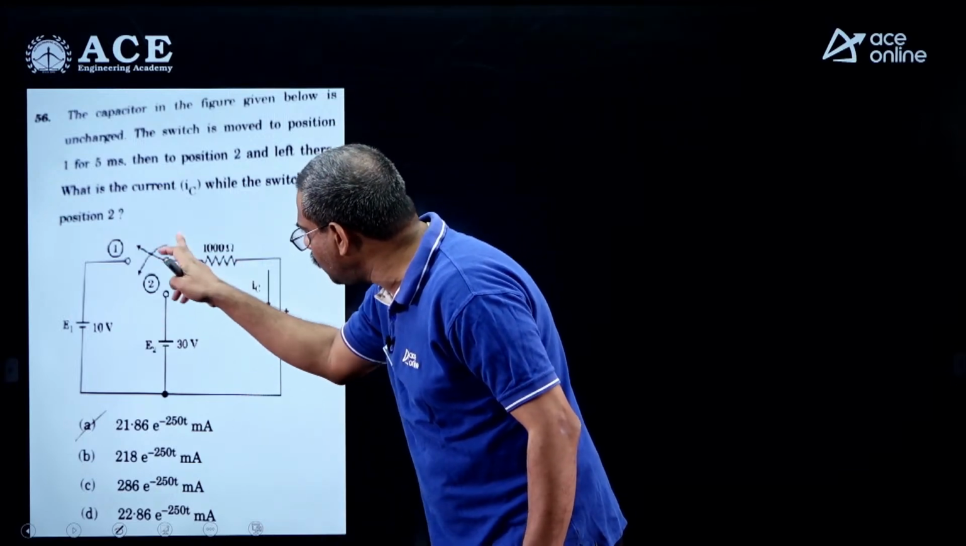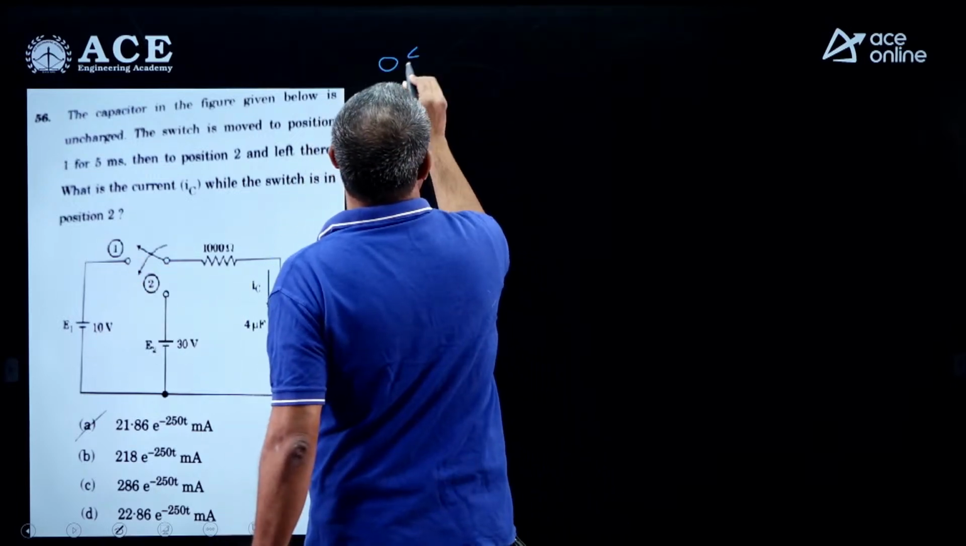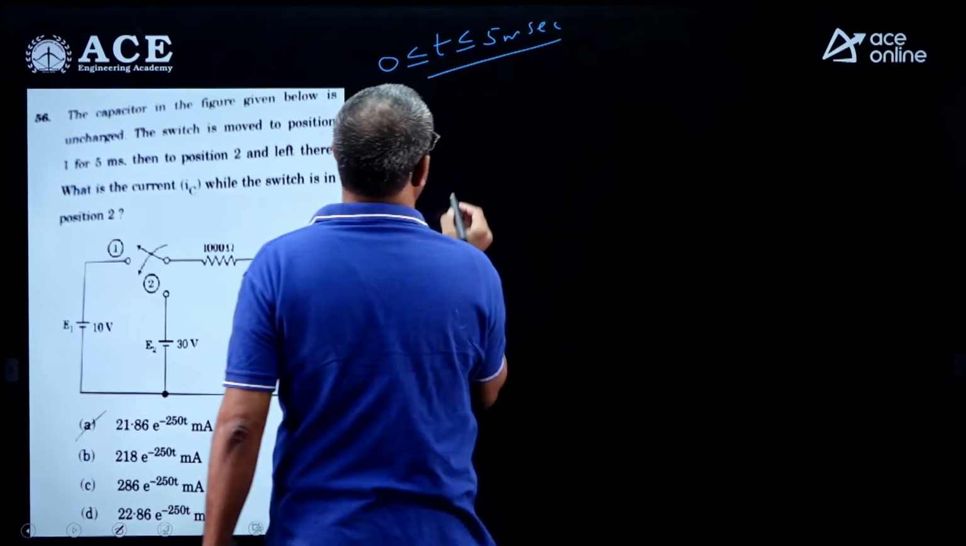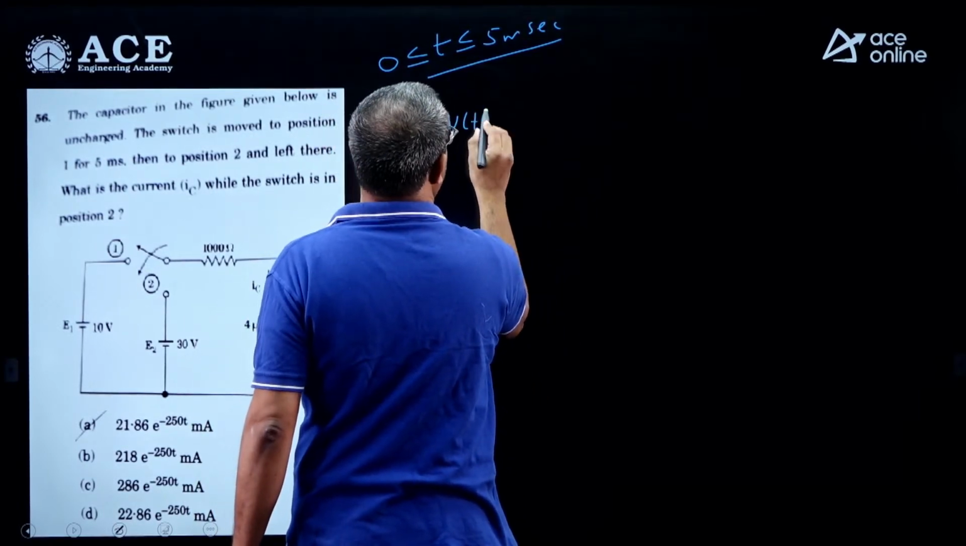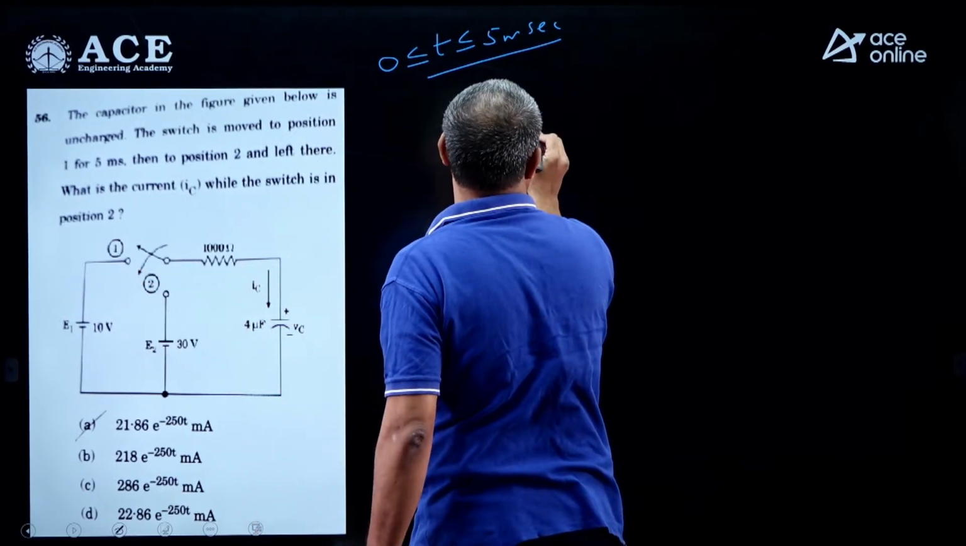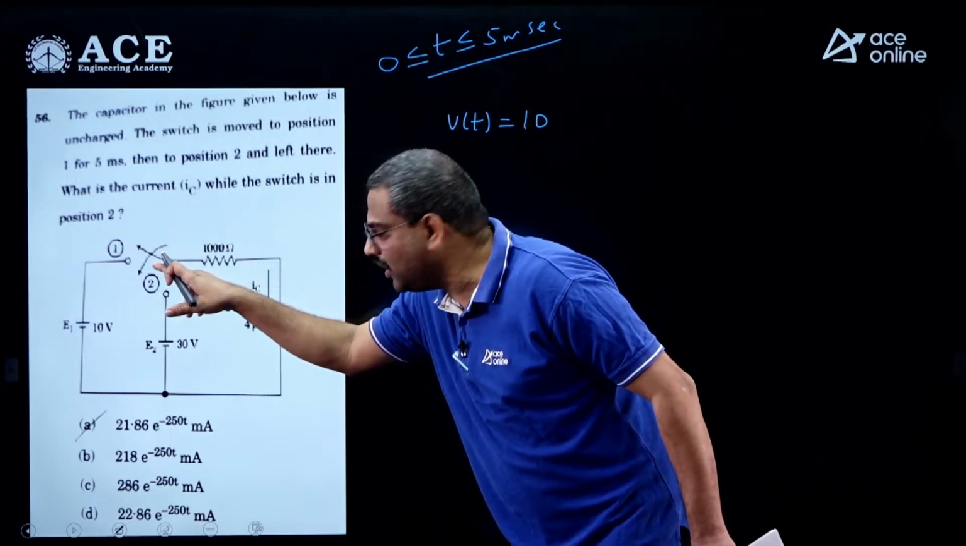Initially this is not there because we are closing the switch at position 1. So this is the voltage. From 0 to 5 millisecond, if you take this expression, V of t will be, what is V of 0? 0. First, V of infinity will be what? 10. But it won't go there. V of infinity will be 10 if you leave the switch at position 1.